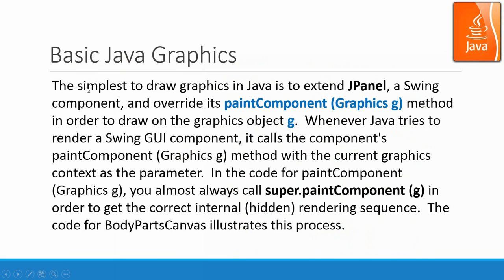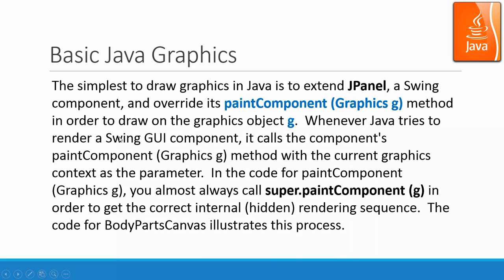Basic Java graphics. The simplest way to draw graphics in Java is to extend JPanel. JPanel is a container, but JPanel has a method paintComponent with a parameter of Graphics type. The Graphics object g is actually the canvas on top of this JPanel. So a JPanel object or container has a canvas that you can draw something on, and that is the g canvas you can use.